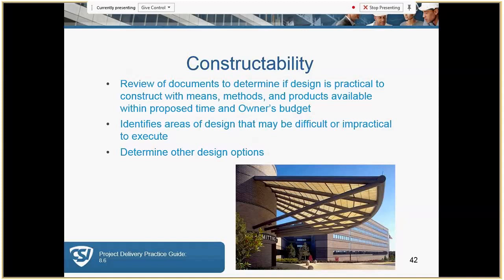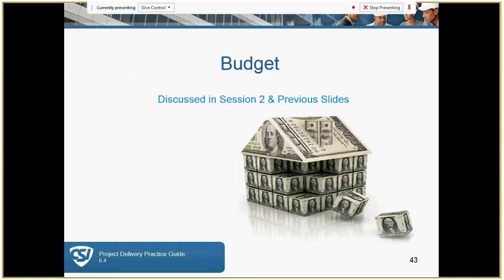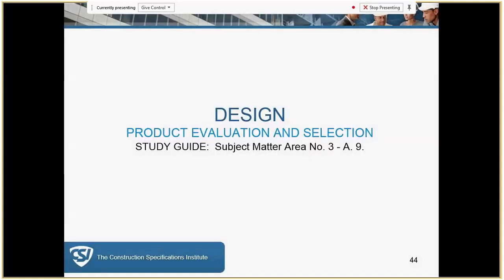What the image shows here is this extremely large canopy, and I'm not sure where this is actually taken, but there may be other options that could have been incorporated, and so you want to look at all those options. Budget, we talked about that previously, and product evaluation and selection.